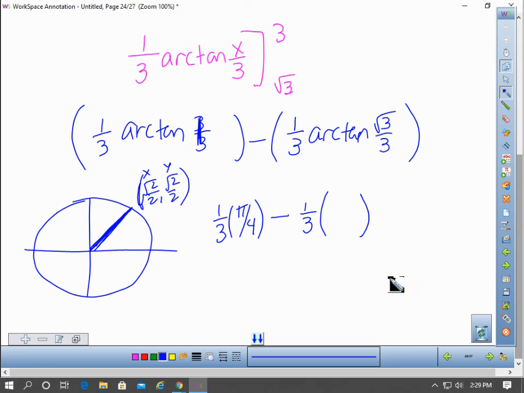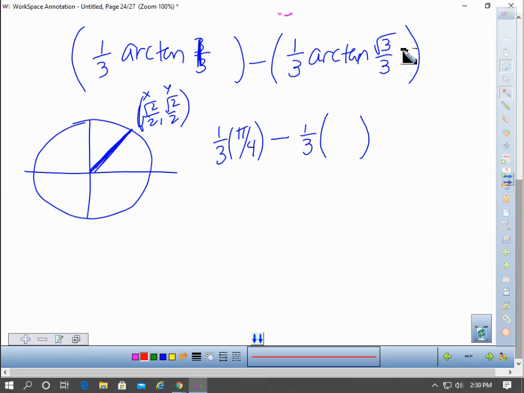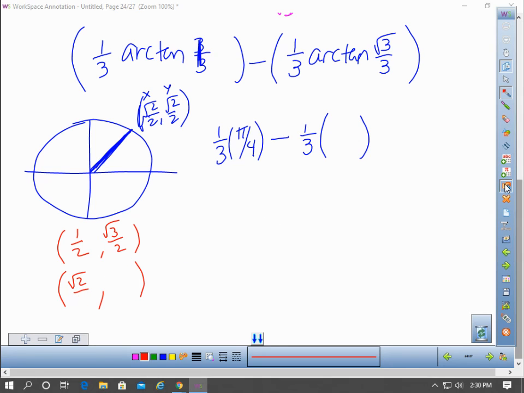Now remember, tangent is sine divided by cosine, which is the y-coordinate divided by the x-coordinate. So how are we going to get a radical 3 in there? Let me write some scratch work on the side. It's going to take one of the ordered pairs that has the radical 3 in it, right? The two ordered pairs with radical 3's are 1/2, radical 3 over 2, or radical 3 over 2, 1/2. Those are your two other ordered pairs on the unit circle, barring the positive and negative aspect of it.